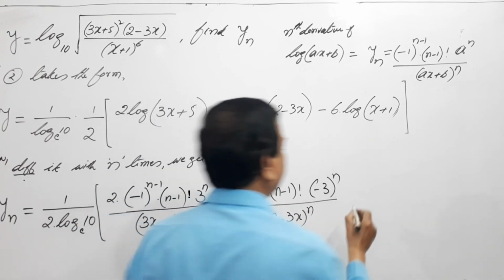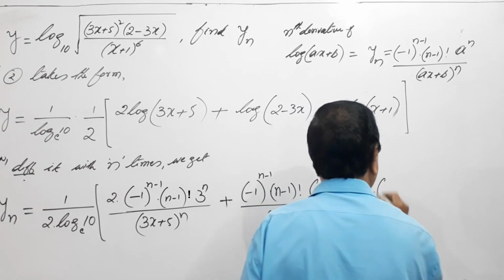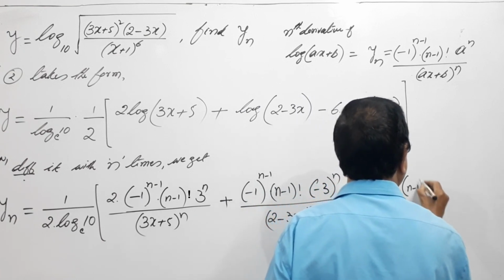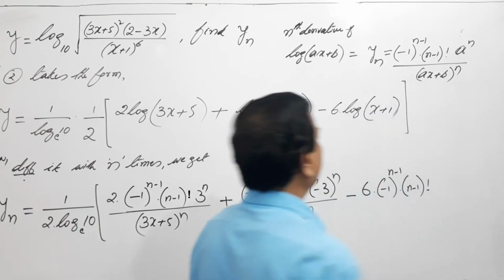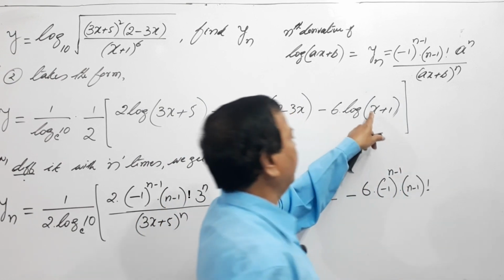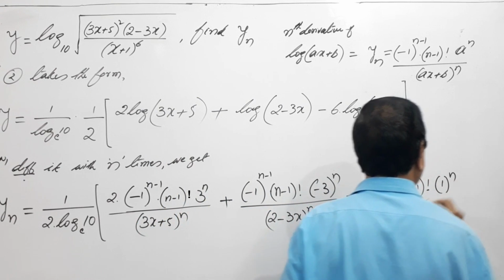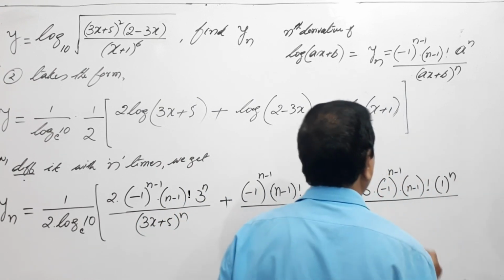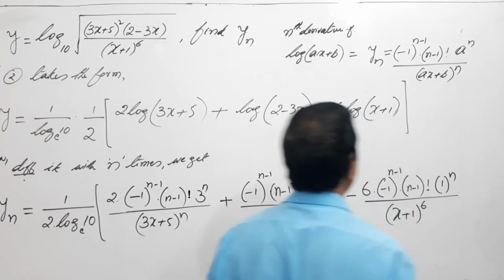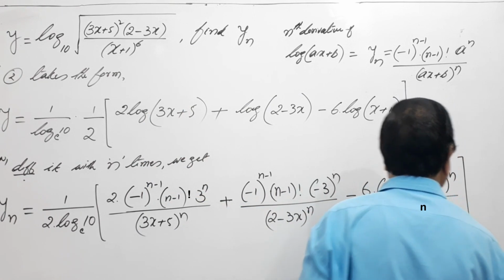So minus 6 into minus 1 to the power of n minus 1 into n minus 1 factorial into, you have 1 here. So the coefficient of x is 1. So that is 1 to the power of n divided by x plus 1 to the power 6, and this is the nth derivative.